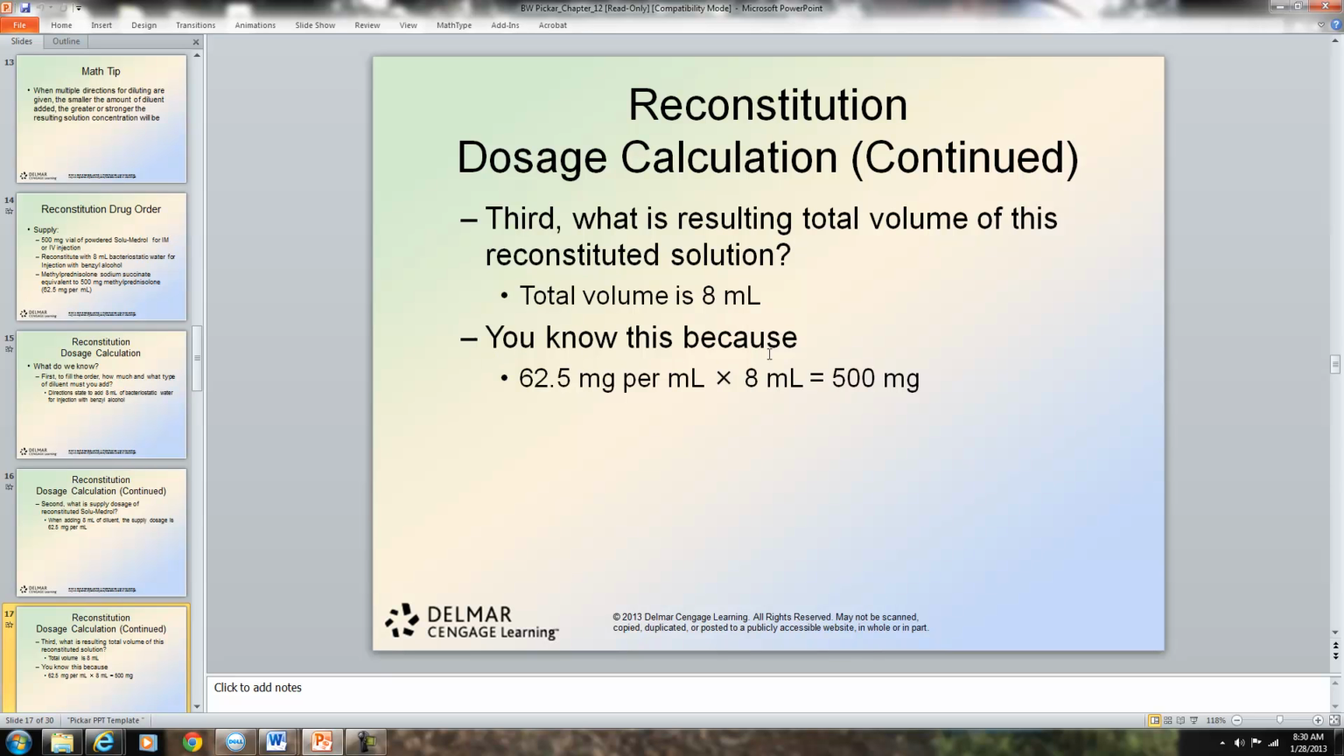You know this because 62.5 milligrams per milliliter times 8 milliliters. See, this per milliliter means milliliters would be in the denominator, so the milliliters would cancel out, and it would leave you with 62.5 milligrams times 8. And so the amount you end up with will be in milligrams.